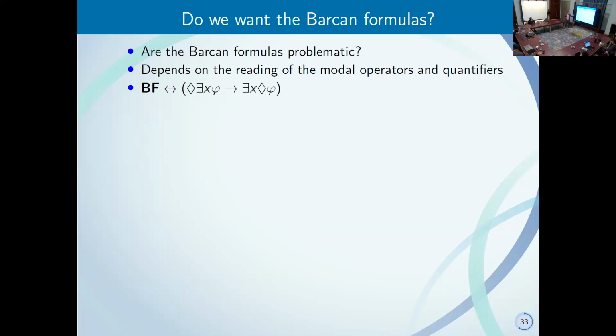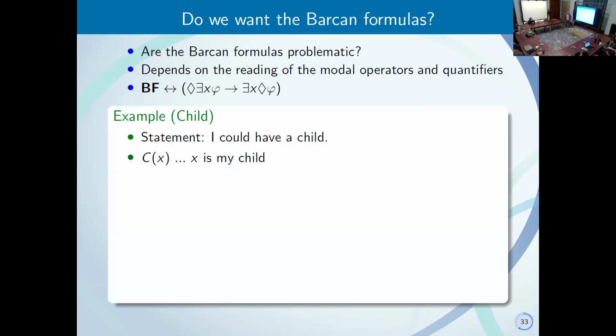I looked for some examples, then I came up with my own because I found it a bit funny. Let's say we take diamond as possibility. We have the statement "I could have a child." Last time we visited, my grandma reminded me of that, right? I'm old enough, I could already have a child. So all the time I was reminded.